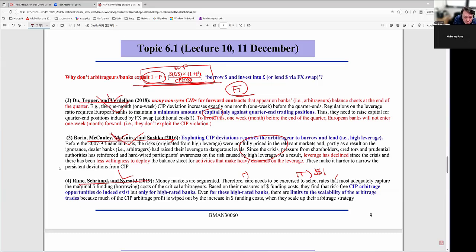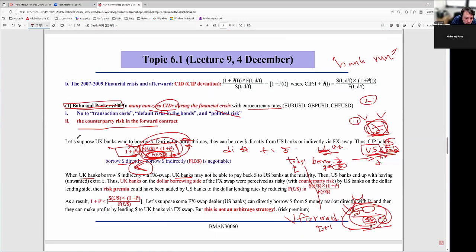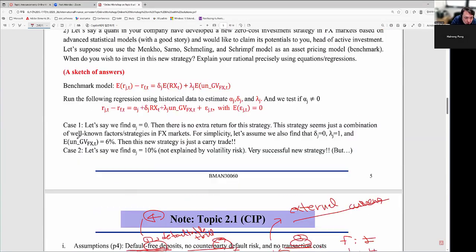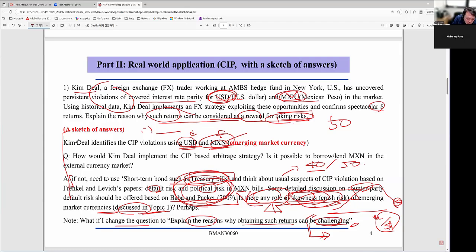But if you want to do this for $1 million, you need to borrow $1 million, but the interest rate for that is going to be huge. So scalability. You need to also propose those kinds of things to get a perfect mark, in addition to the risk premium story, if I change questions to this.